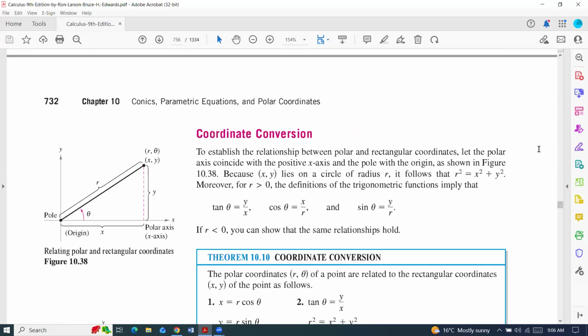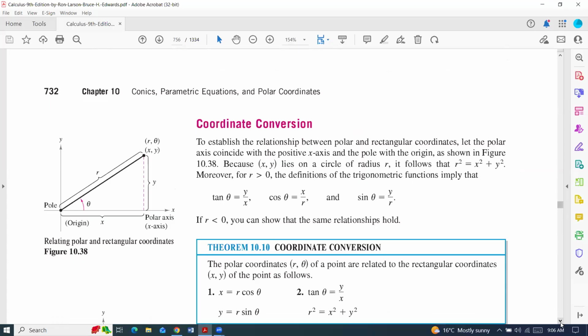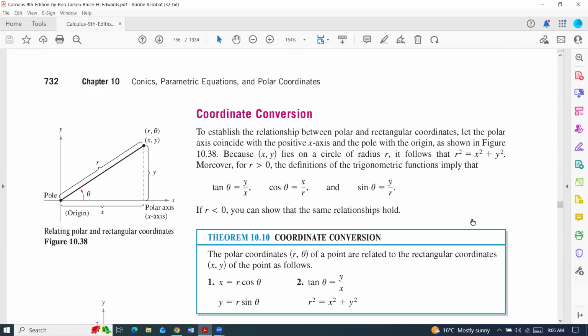So polar coordinates, I'm sure you saw this already in trig classes, so I will not be too long with that. But the point of the story is that it's not the x and y axes. Your polar coordinates are totally different. One is radius and the other is theta.